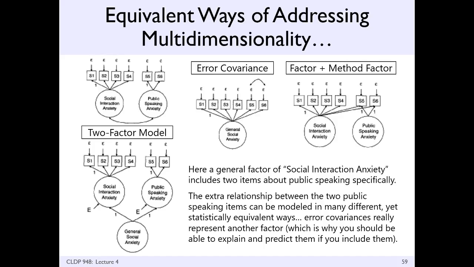So in this case, every item still loads on the original social interaction anxiety factor. But the two items that have that extra correlation load on a second factor. And the second factor is not related to the first. So what we have here is like factor, not the factor, and then more not the factors in the residual. So this is like not the factor for a particular reason, and then the rest of the not factors that are unrelated across items.